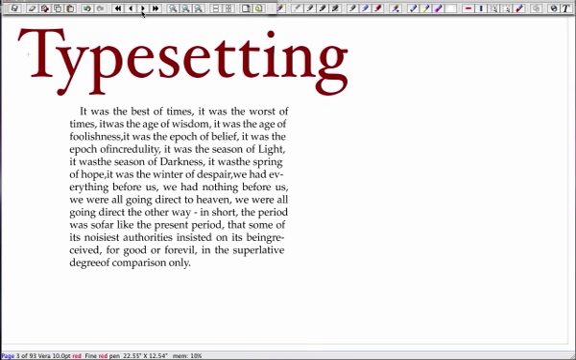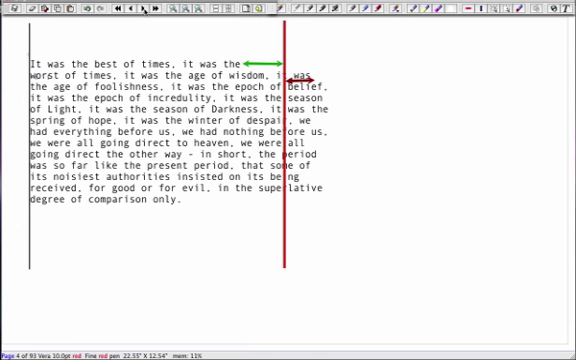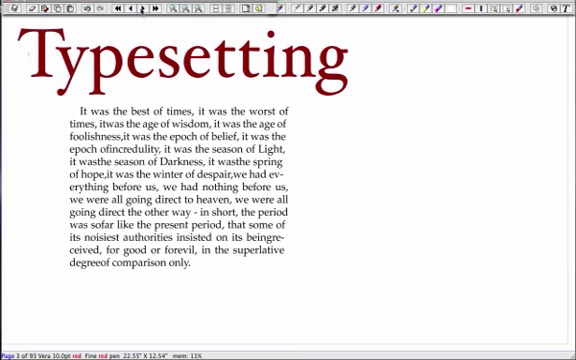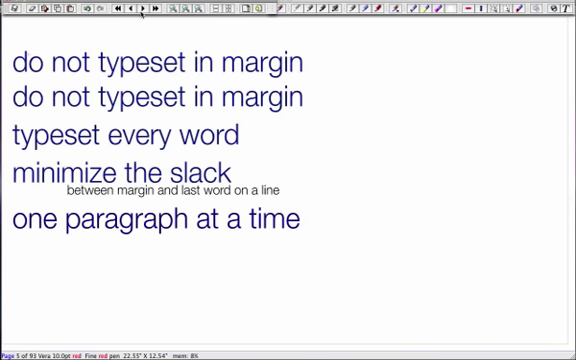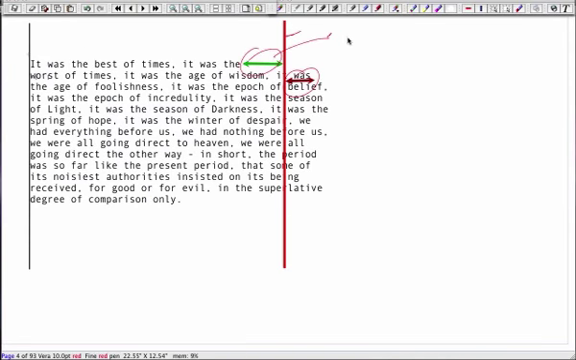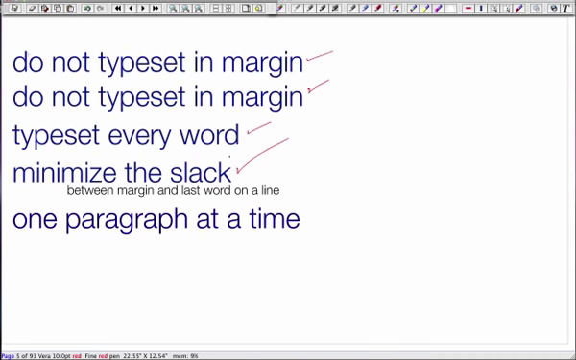Okay, typesetting. Remember from last class. The situation is we have a bunch of words. We need to fit them into some margin. And the rules of typesetting, you could, of course, have white space like this, and you can have overage like that. The rules of typesetting are do not typeset in the margin, typeset every word, minimize the slack, right? This is the slack. And we're actually going to minimize the slack squared.